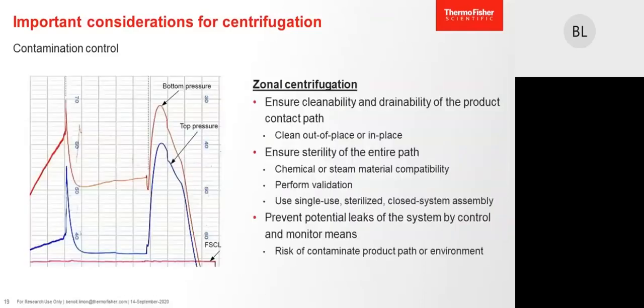In case of zonal centrifugation or continuous flow, the goal is to ensure the cleanability and drainability of the product path, so no contaminants. And it's possible to use either the clean out of place or the clean in place for the product path and ensure the sterility by chemical or steam, performing validation, or using again a single-use sterilized closed system assembly.